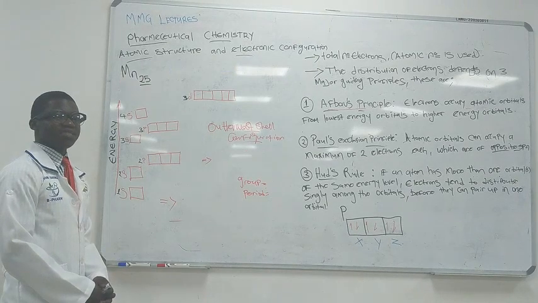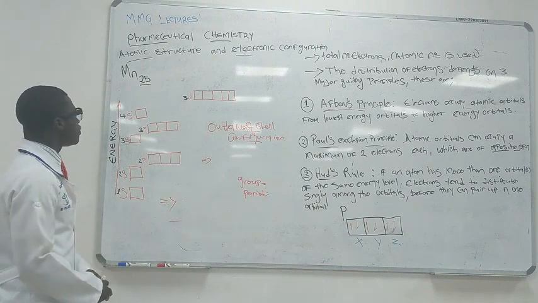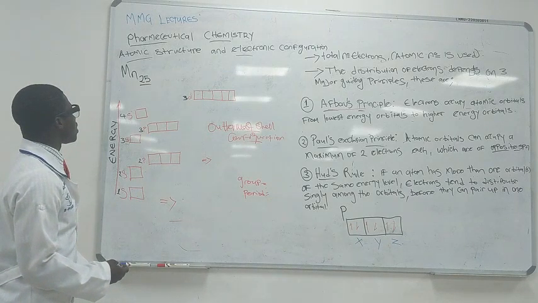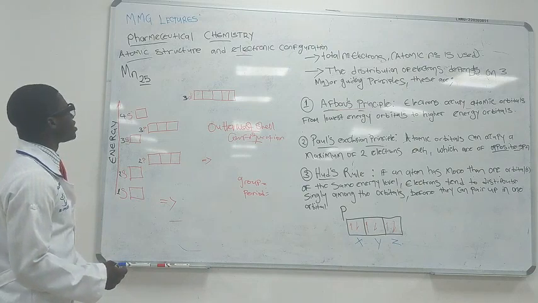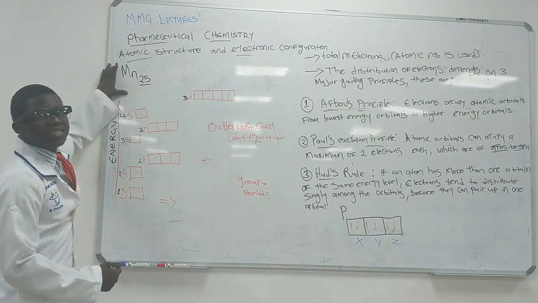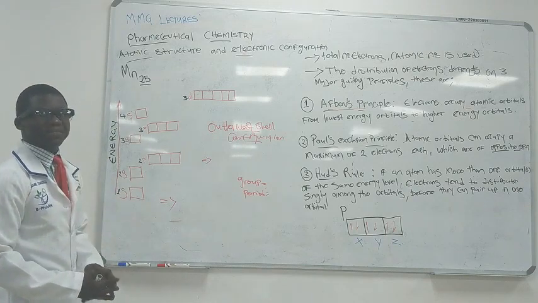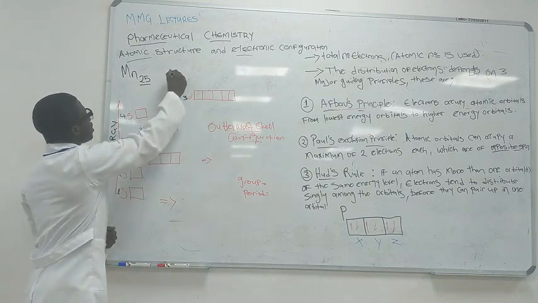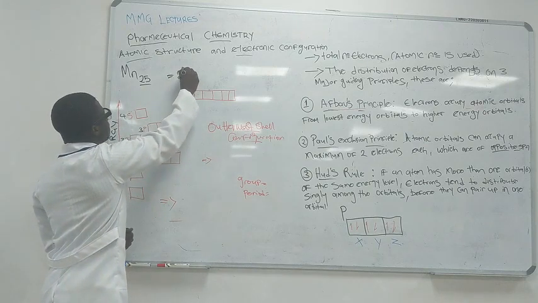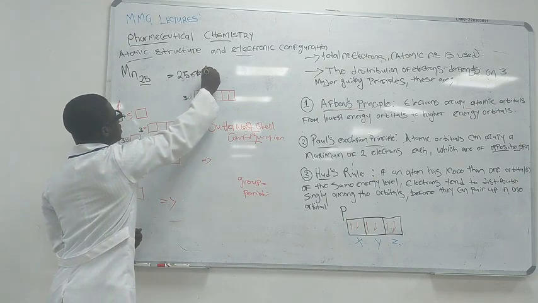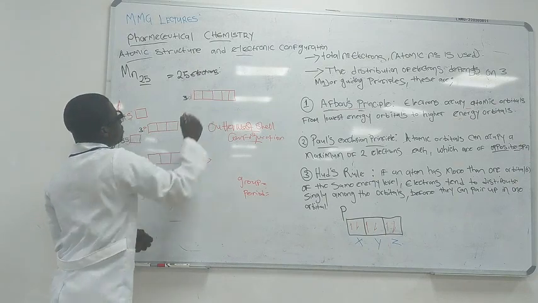Let us proceed by looking at another atom whose electronic configuration, group and period we will try to deduce, which will be manganese. Manganese has an atomic number of 25. That suggests that manganese has a total number of 25 electrons. So manganese has 25 electrons in its orbitals.